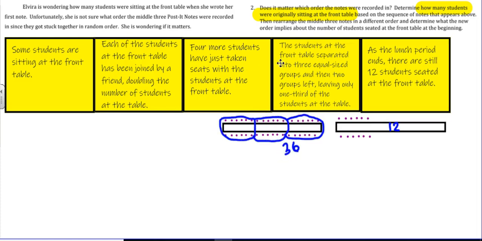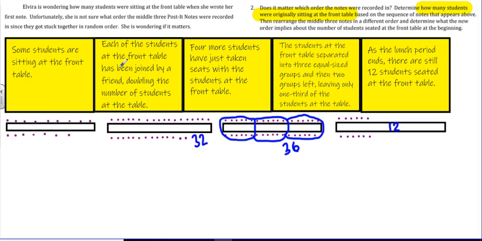All right, let's look to see what happened right before that. So at this point in time, there were 36. So this says 4 more students have just taken seats with the students at the front table. So if we're working backwards, that means that there would be 4 less. So that means there are 32 students total. Each of the students at the front table has been joined by a friend, doubling the number of students at the table. All right, so then that would be 16, because if it's doubling, we just have to divide by 2, so every other student wasn't sitting there. So these are the students that join. And so our answer to this question would be 16.